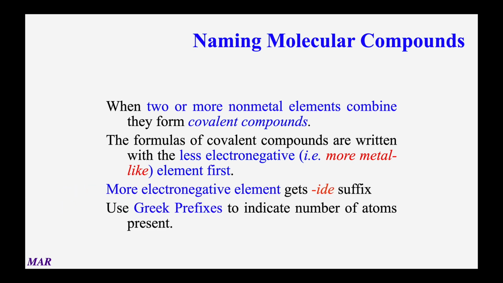The Greek prefixes are also used. Notice it was carbon dioxide, all right? Di is the Greek prefix for 2. The way to indicate the number of atoms is with these Greek prefixes. And there's some rules. We'll talk about that in a little bit.